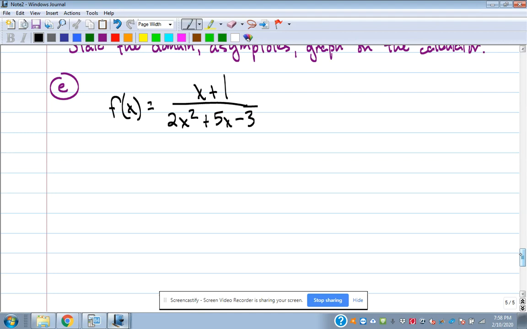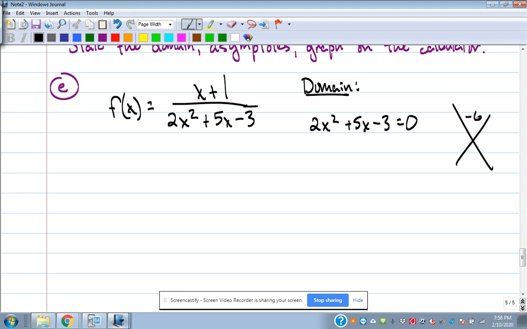Okay. So the first thing that I'm going to do is find the domain. So let's find the domain. How do we do that? The bottom part. Yeah, that's right. So 2x squared plus 5x minus 3 equals 0. And do an x method for that. The -6 and 5. What does that? 6 and -1. Good job.